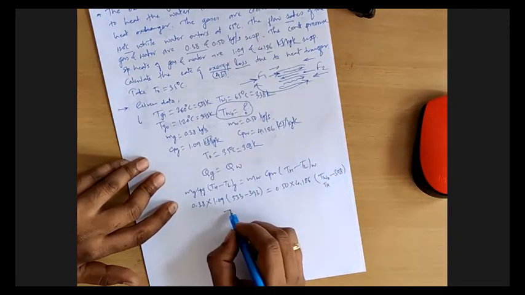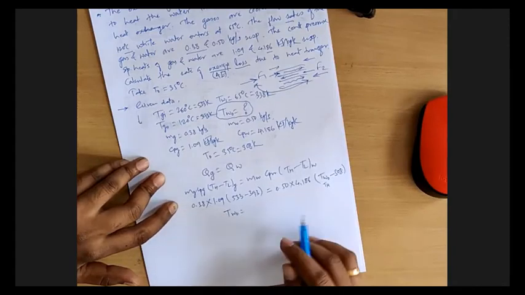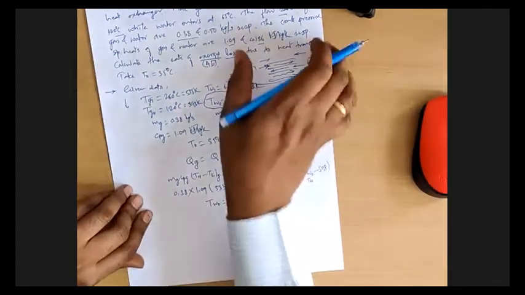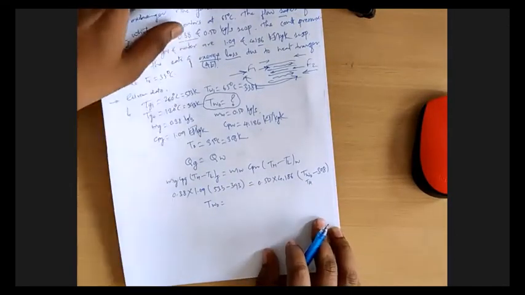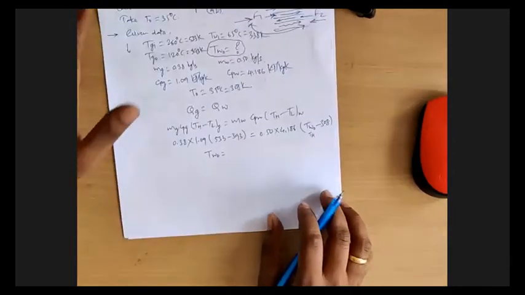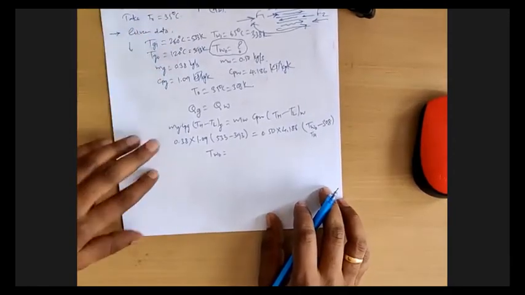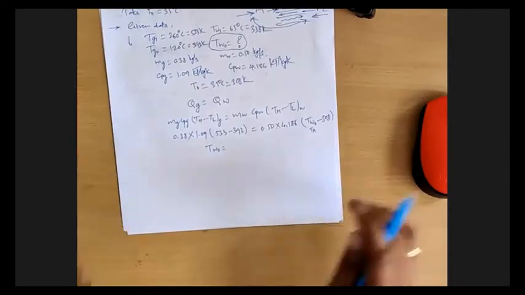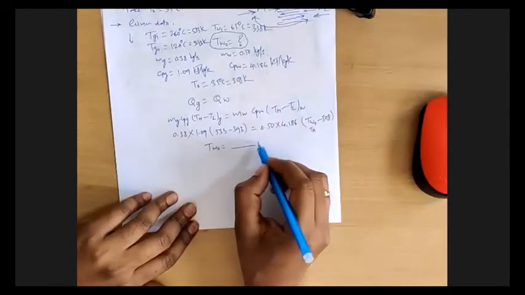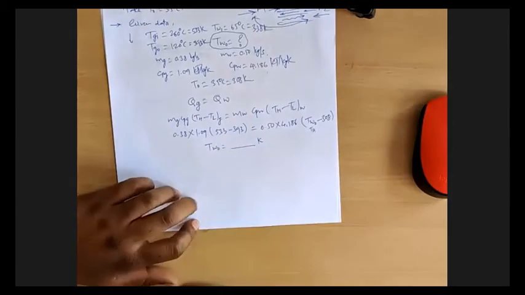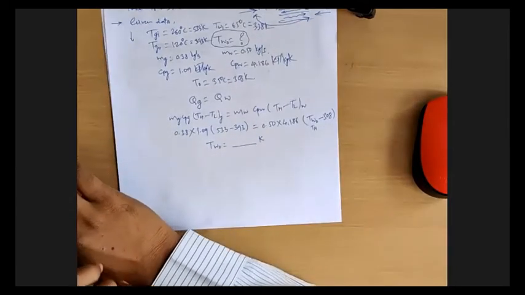So let's calculate TW0. Put all the values in the calculator and let me know the final temperature of the water. Calculate this one. That is going to be in Kelvin, because we already have converted all the temperatures from degree Celsius to degree Kelvin.